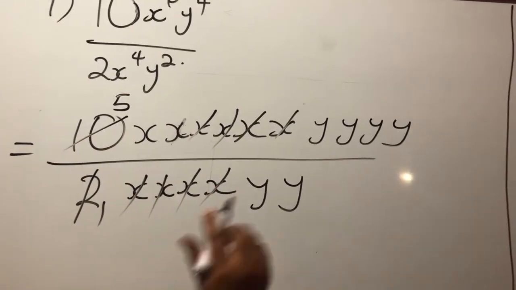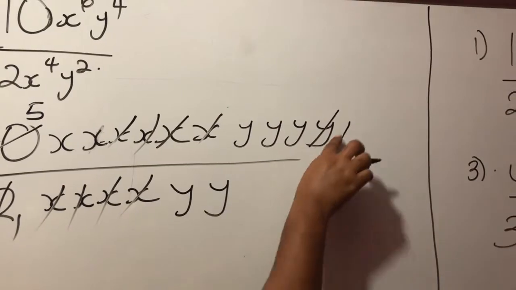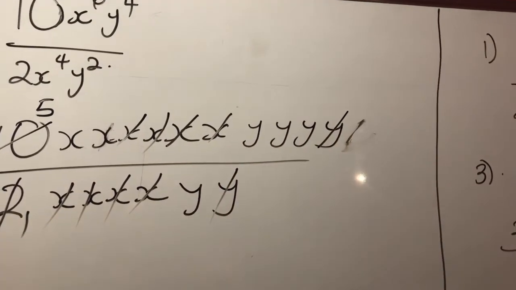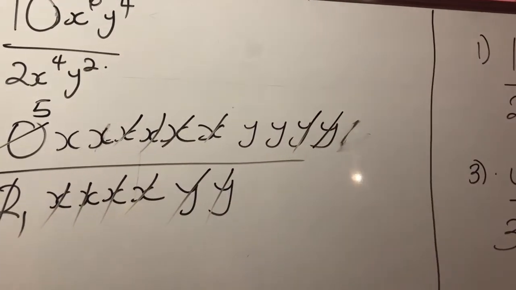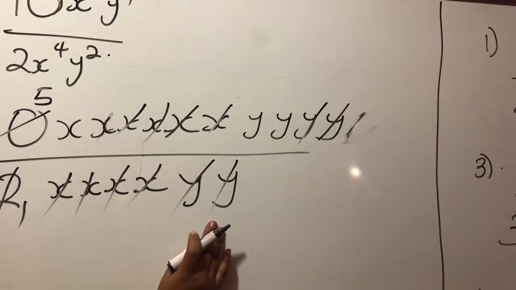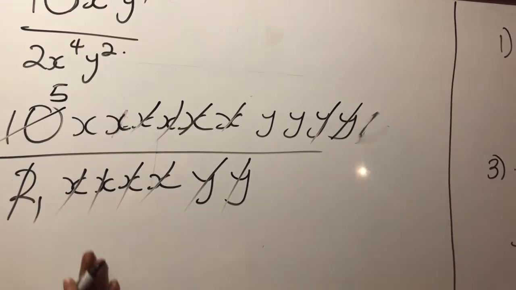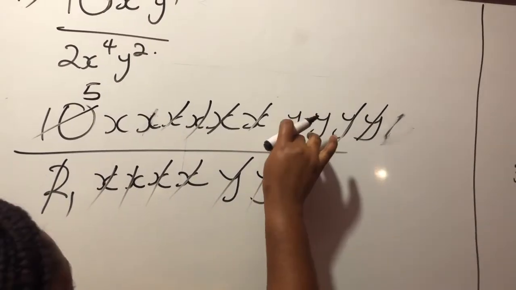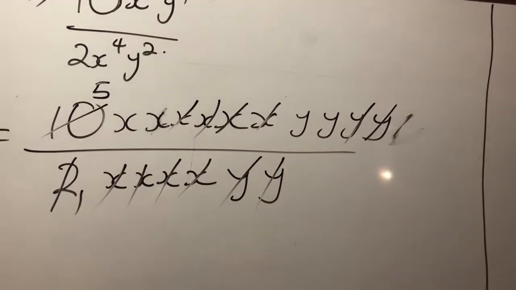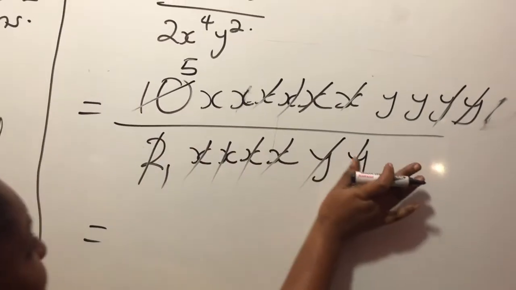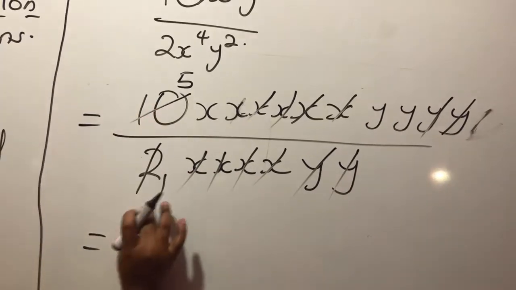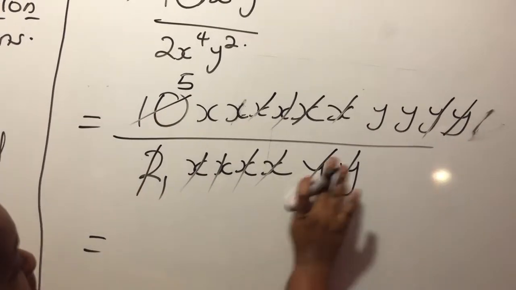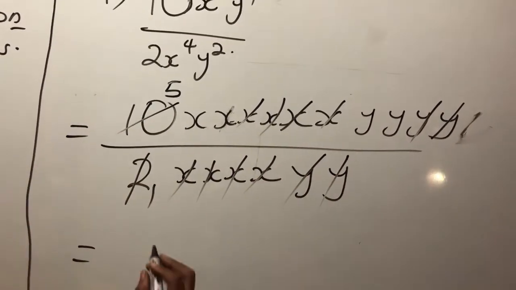Now let's come down here. y cancels the y down here. And this y also cancels the y down here. What do you realize here? That we do not have any y at the denominator side, but we have 2y at the top. So our final answer is, at the denominator side, there is no number left. This one left a 1, this one also left 1. So our final answer is what?